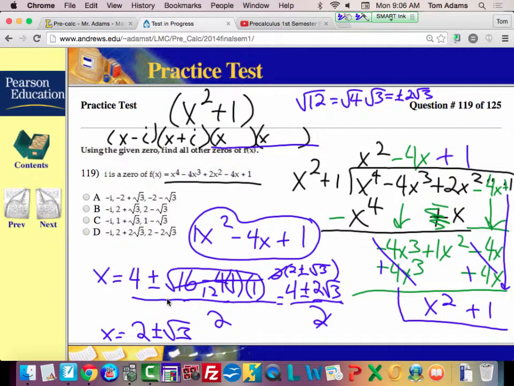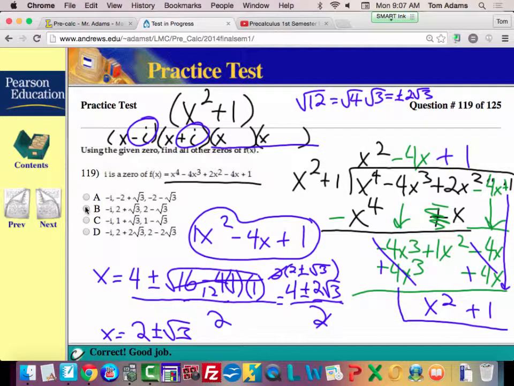Okay. Now remember, that's what x equals. And since we were given this one, it means it had the conjugate. So when you look at all that stuff, it's going to be, is it b? Yeah. Does that make sense, you guys?